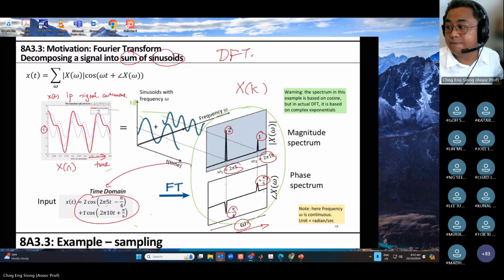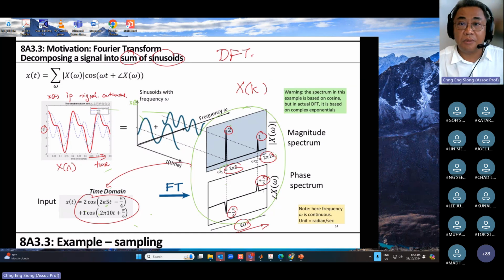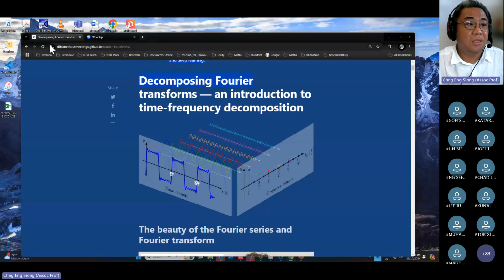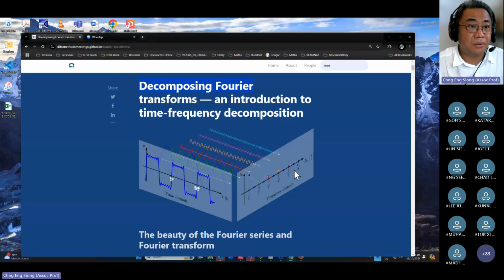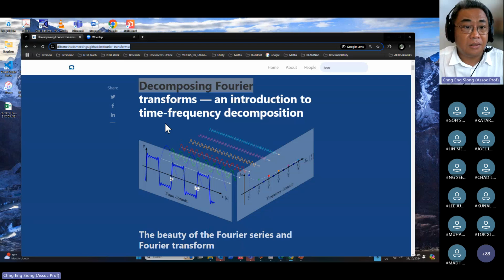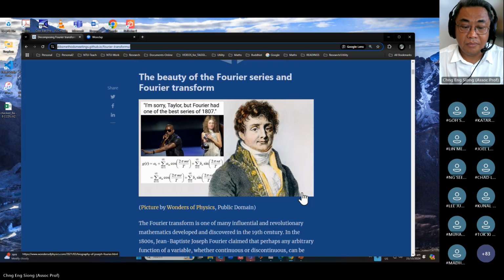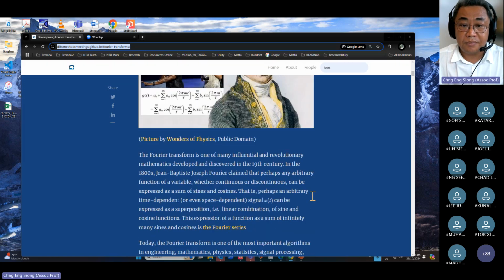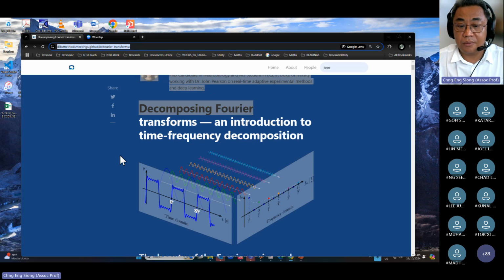Is it clear? Right. Then I would suggest you also read this Duke, this Git.io, and yeah, you guys can Google it and you'll find it, and it's very nice. Everybody is writing about Fourier transform, and you can read about Fourier transform.